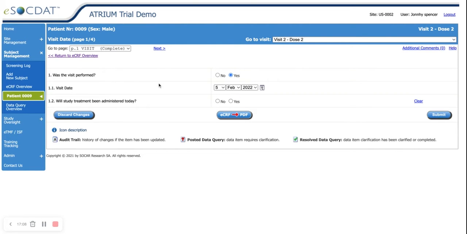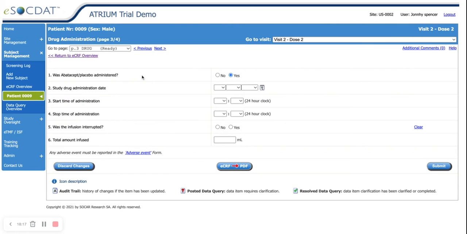Here you will enter, if Visit 1 was performed, the visit date, and if the study treatment has been administered. If you select yes, the study drug administration date will populate. The start time and stop time should be recorded. And again, if the infusion was interrupted for any reason, and the total amount infused. Here you can also report if there was an adverse event that occurred during this study visit. You will also enter information if it's related to the study drug infusion or not.